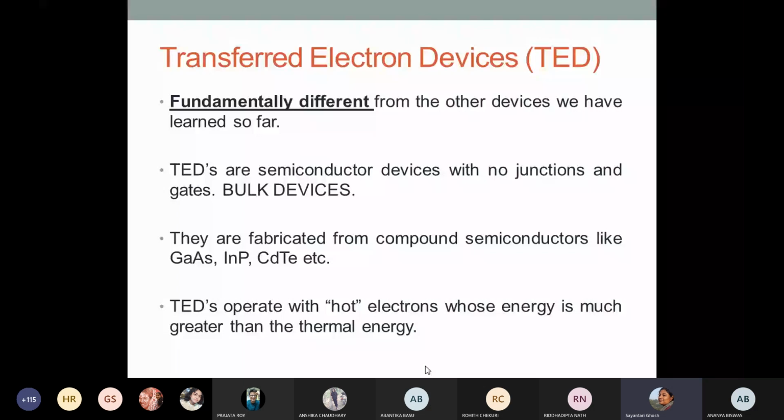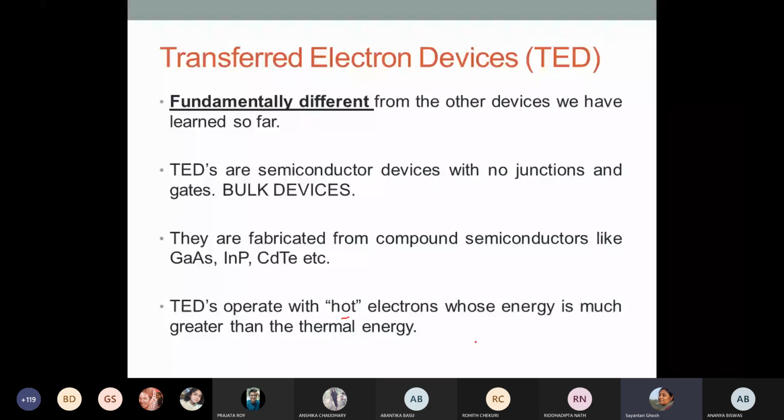We considered three basic properties that are essentially associated with any TED: that they are bulk devices with no junctions, and they have to be made of compound semiconductors like gallium arsenide. Though I said that, I never explained why that's so. We will talk about that today. And it operates in a region where the energy of the electrons is quite high. We call them hot electrons, which is greater than the room temperature thermal energy.